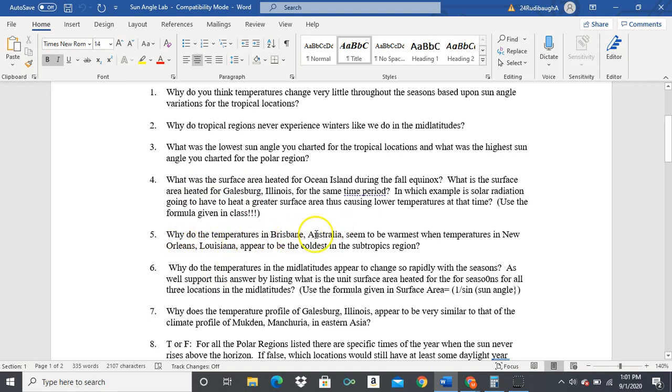Why do temperatures in Brisbane, Australia seem to be warmer when compared to temperatures in New Orleans, Louisiana? Now remember, Brisbane, Australia and New Orleans, Louisiana are both in the subtropics, but why would you hypothesize that Brisbane's temperatures are going to be at their warmest when New Orleans temperatures are going to be at their coldest? Pay careful attention to which hemisphere these cities are in, and you should be able to answer that question.